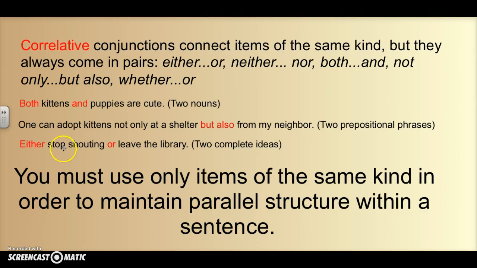And either stop shouting or leave the library. Those are two complete ideas. Those are imperative sentences, so it's the implied you as your subject. The key thing here is for parallelism, sentence parallelism, you need to make sure that you are only linking items of the same kind.